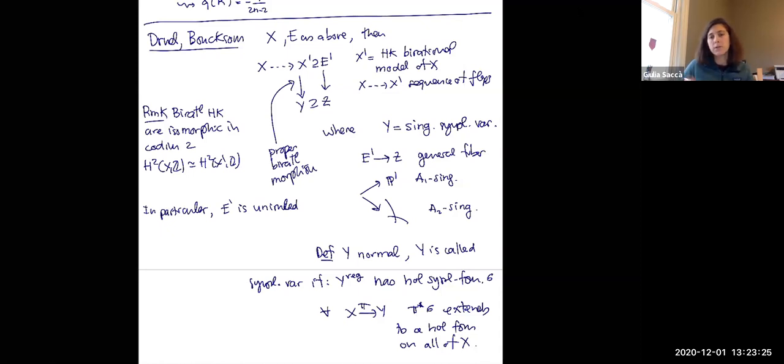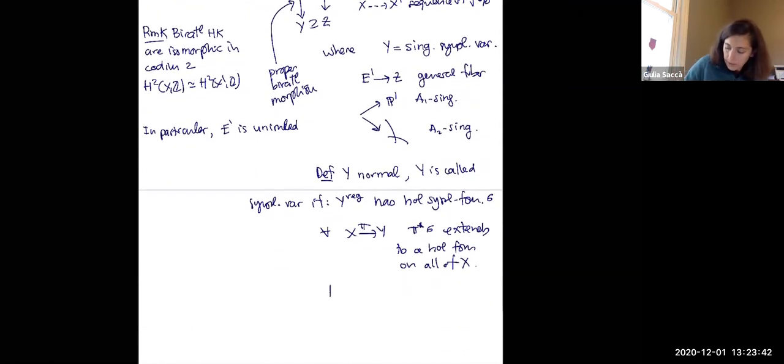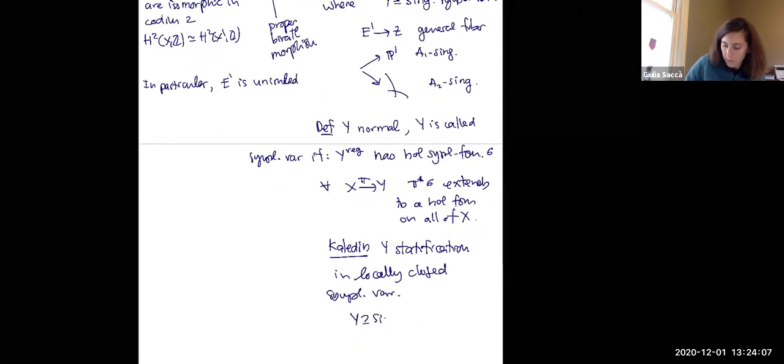And there's a nice characterization of this in terms of singularities. Y has what are called rational Gorenstein singularities, and in codimension two the singularities are kind of nice and well behaved. And then the other thing that we know, by work of Kaledin, is that Y is stratified. There's a stratification in locally closed symplectic varieties. So we start with the smooth locus of Y, which is the complement of the singular locus of Y, and so the smooth locus of the singular locus is going to be a smooth symplectic variety, and the singular locus, or maybe its normalization, will be a symplectic variety in this sense, and so on. You have this sort of stratification.